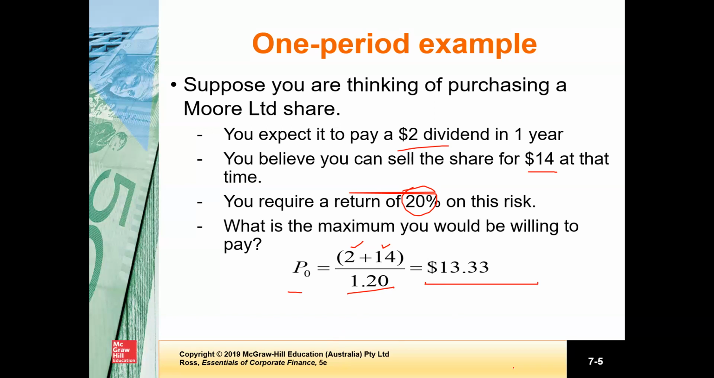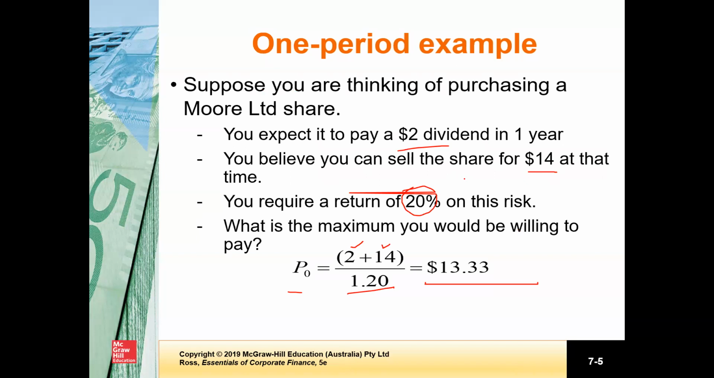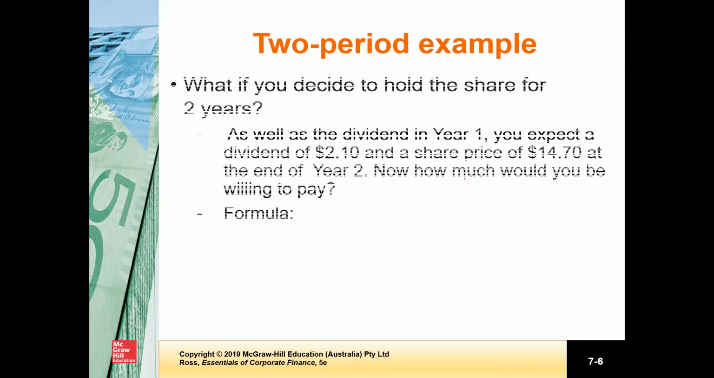Okay. Now let's extend this example to 2 periods. What if you want to hold it for 2 years? Don't forget that your previous year's expected dividend was $2. As well as dividend 1, you expect a $2.1 dividend in year 2. And you expect that you will be able to sell the share at $14.7 at the end of 2 years. So you want to hold it for 2 years. How much should you be willing to pay for this investment?